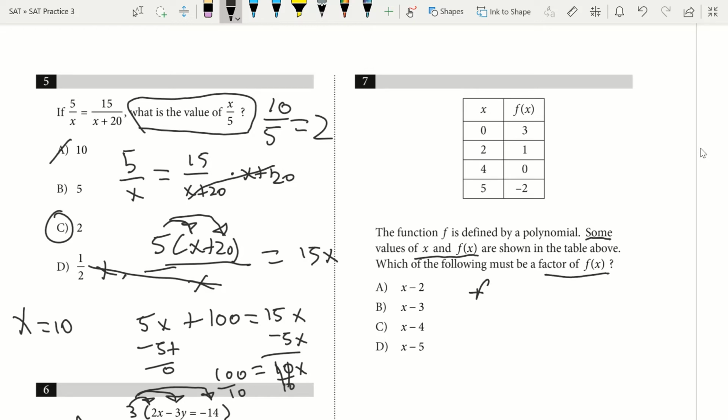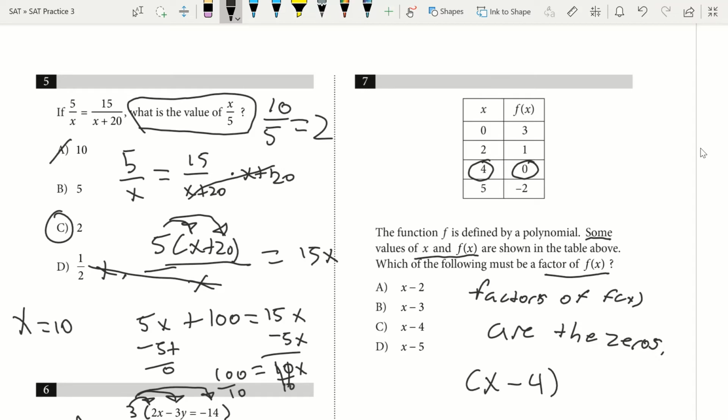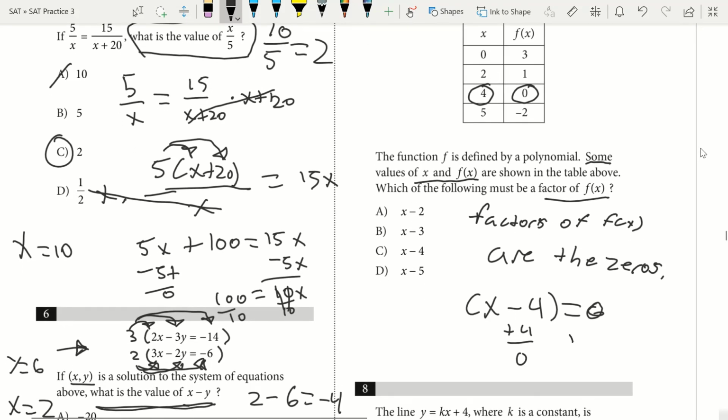Well, we know factors of f of x are the zeros, right? So we know our zeros are when f of x equals 0. What is our x, right? So our x is 4 when f of x equals 0. So we know that our factor then must be x minus 4. Here's why. Because we have to have x minus 4 equals 0, right? And then we'll add 4 to each side to isolate our x, and we'll see that 4 equals x, right? So our answer is x minus 4. That is a factor. So our answer is C.